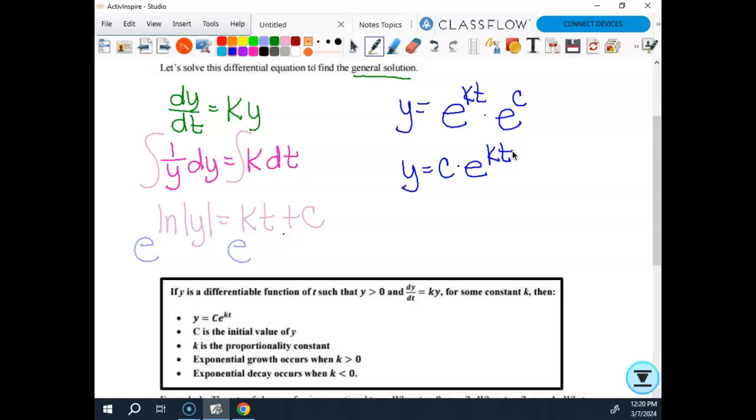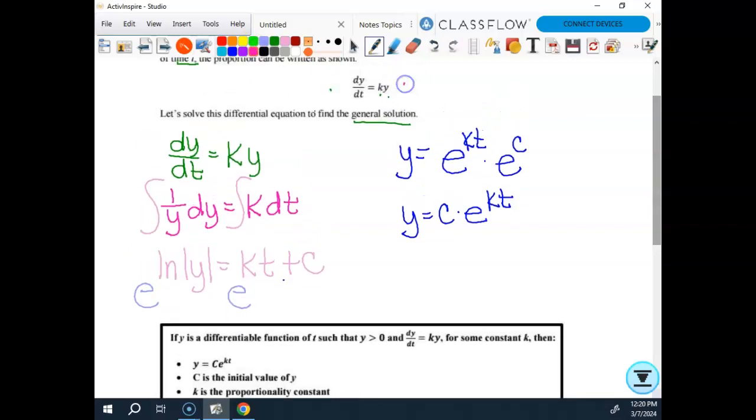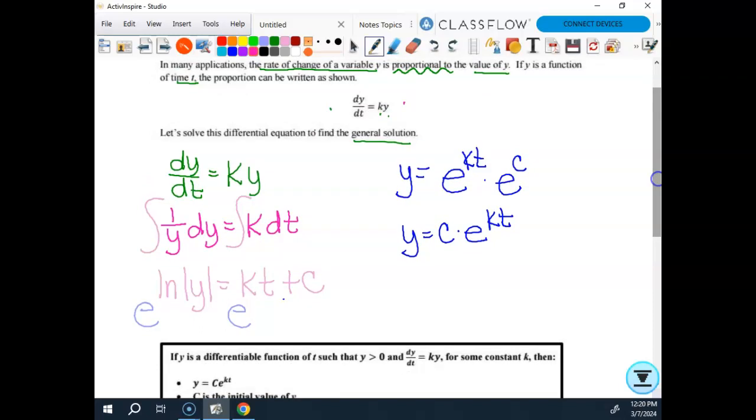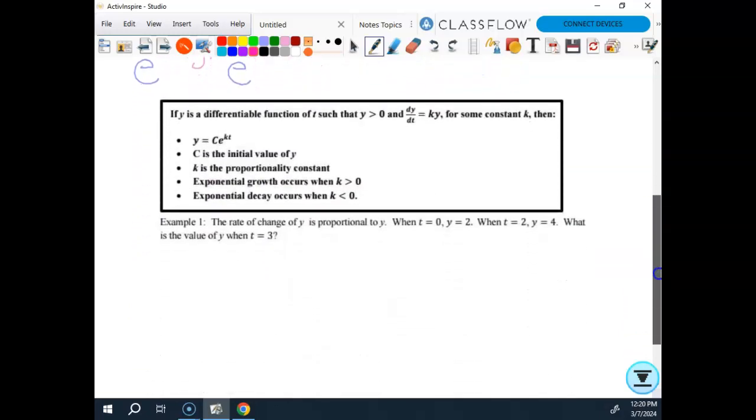Okay. Now, this is good. This will happen every single time you integrate it. If this is going to be a consistent thing that shows up, you know that if you see these words, the rate of change of a variable is proportional to the value of y or whatever it is, you can set this up, and it's going to end up looking like this. So we don't have to go through those steps every single time. That's basically what this is saying right here.